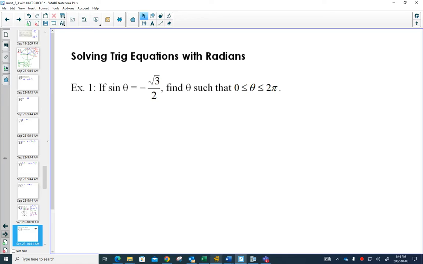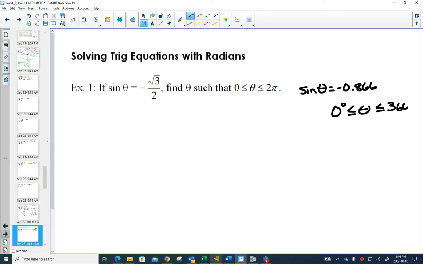So in grade 11, you solved equations. In grade 11, this question would have looked like this. Sine of theta equals, and then instead of negative root 3 over 2, they probably would have given you a decimal place. Sine of theta equals negative 0.866. Solve for theta between 0 and 360 degrees.